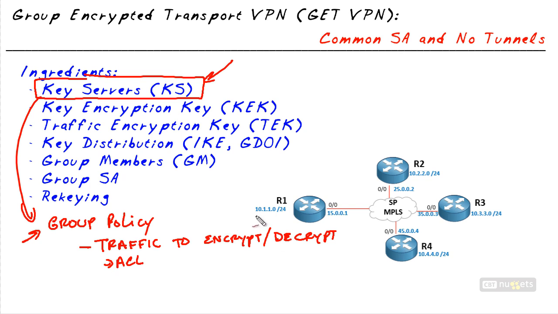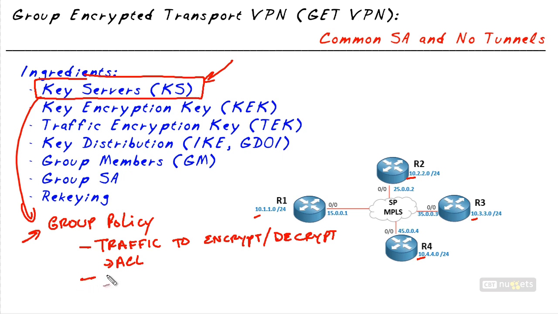And in our topology, if we wanted to encrypt traffic from any 10 network going to any other 10 network, the access list would simply say permit IP traffic from 10 going to 10. And we'd make that as part of our group policy on the key server. And the key server can push that policy out to the group members.